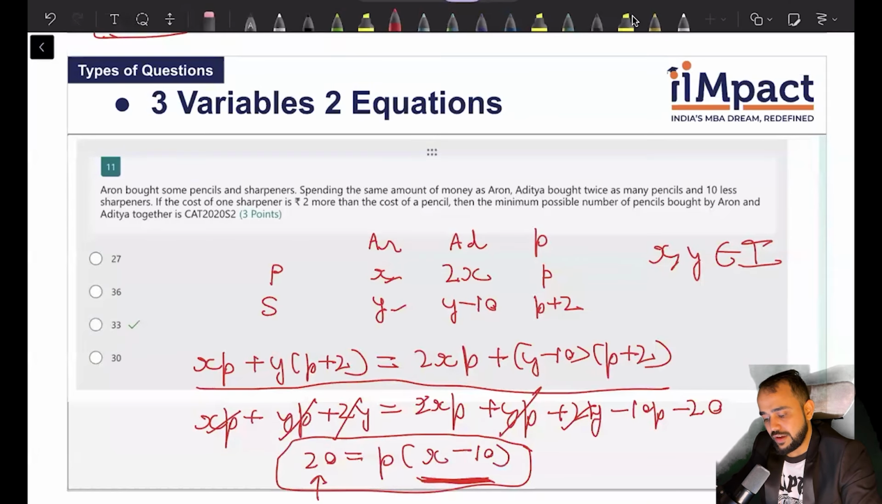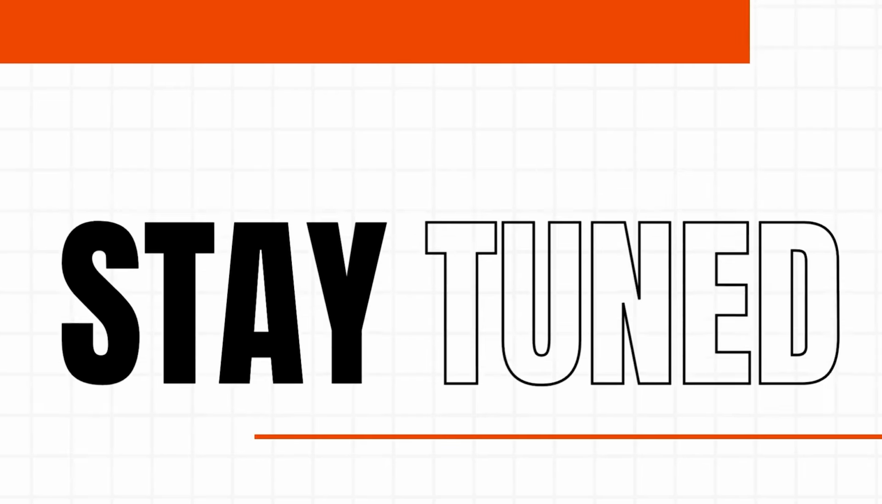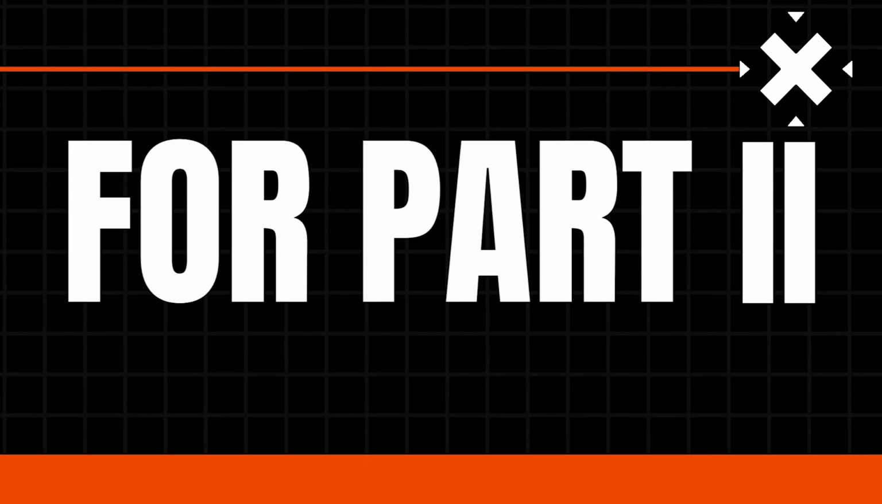So if the smallest value of x is 11, what is it that they have asked me? The value of x plus 2x. So the answer will be 3 times x, which is 33.